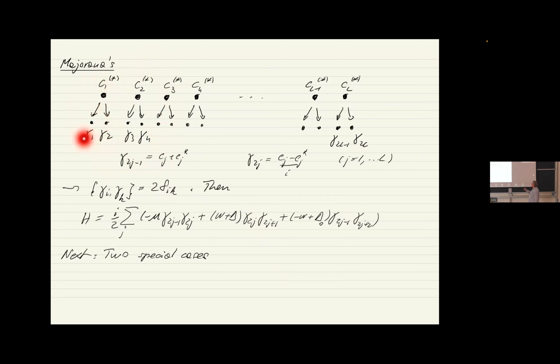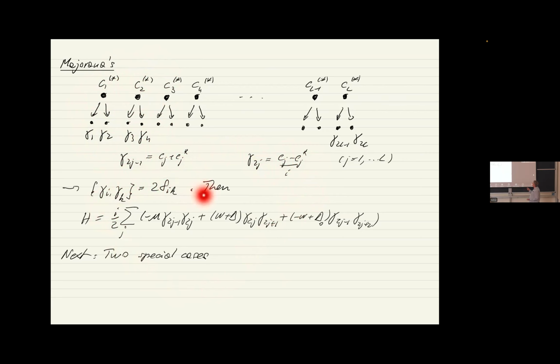And as I said before, corresponding to it, you can introduce a gamma 1 and a gamma 2. The C2 will lead to indices gamma 3 and gamma 4. That's how it goes. Gamma 2j minus 1 is Cj plus Cj star, and the next one, gamma 2j, is Cj minus Cj star divided by i. And no surprise, we also satisfy this Clifford algebra we had before.